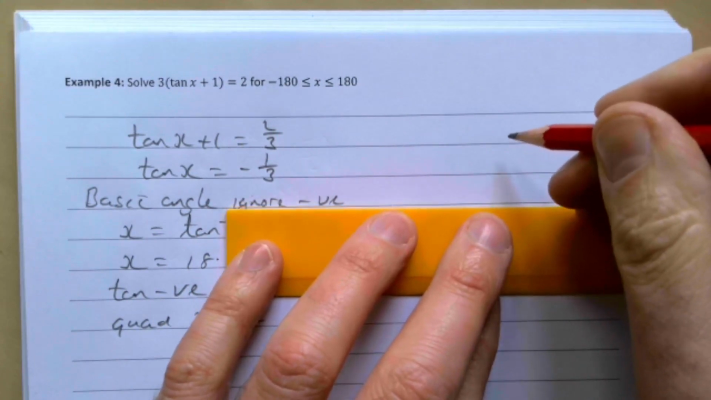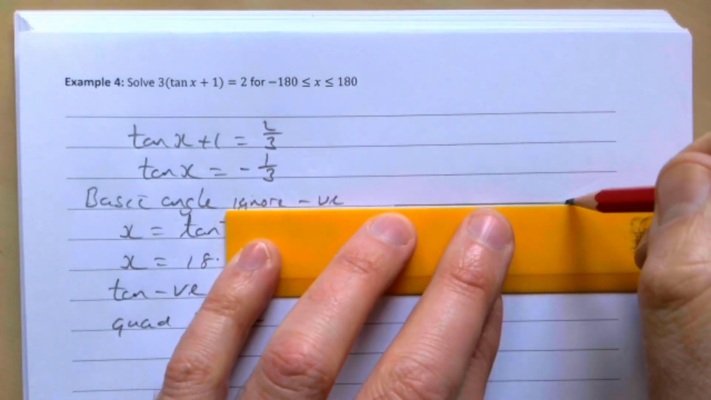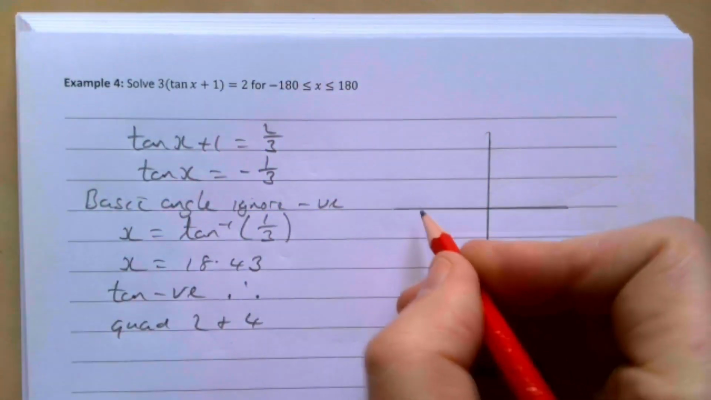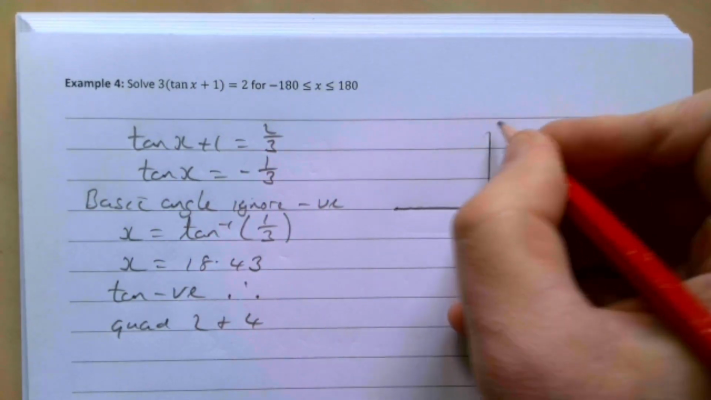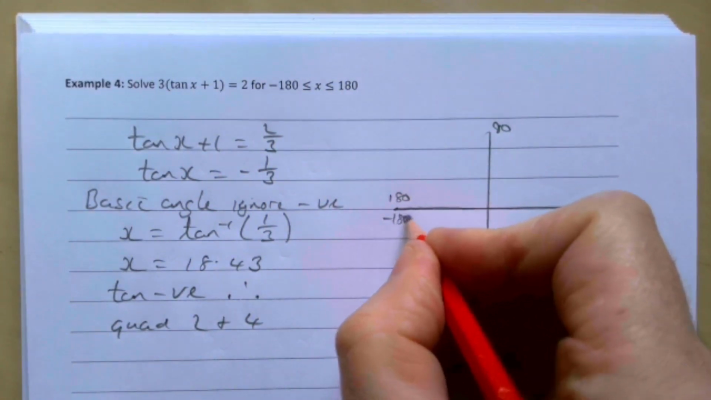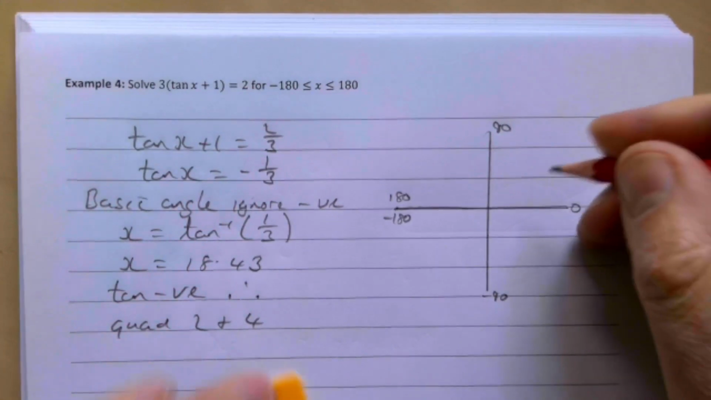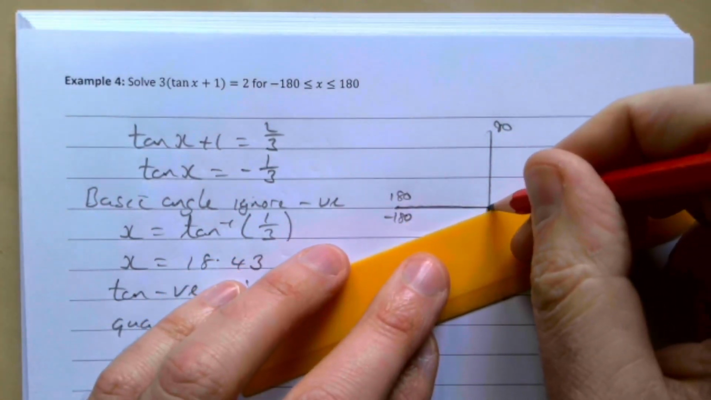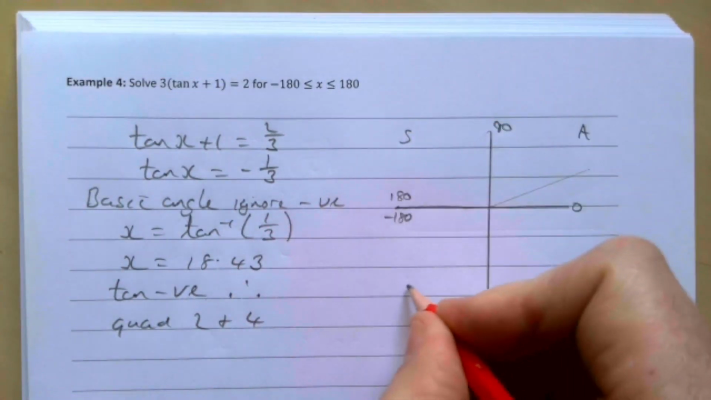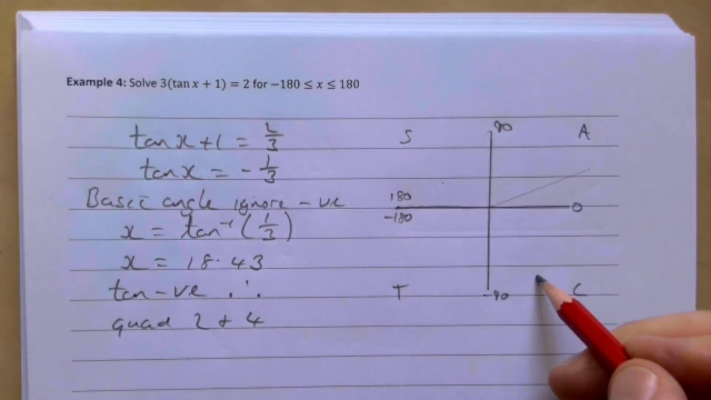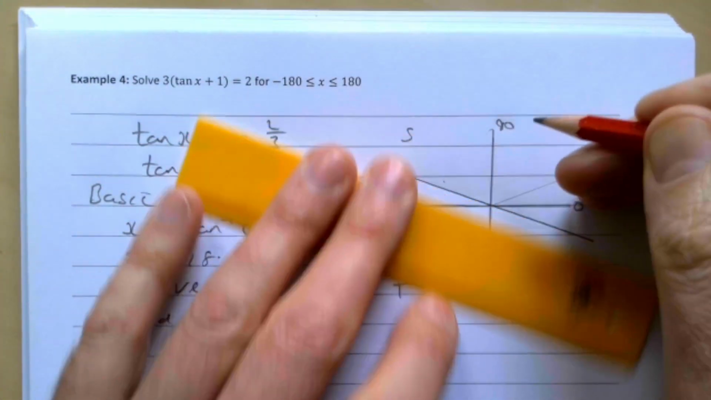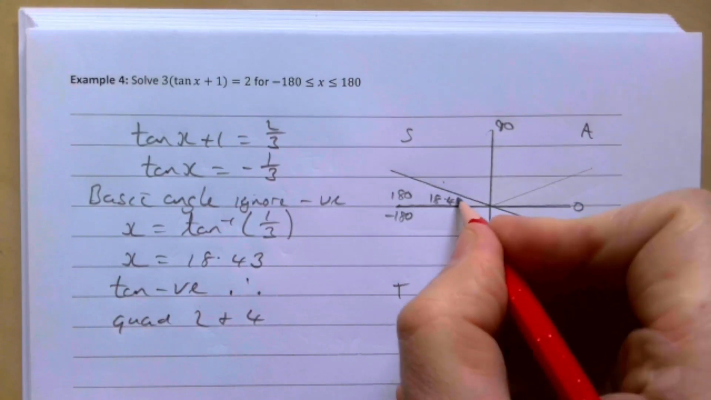So a quick CAST diagram. This time I'm labeling the angles very slightly differently, so it will be 0, 90, 180, and here 0, minus 90, minus 180. My basic angle, if I want it in there, not everybody puts this in, is that one there. I don't want that because tan would be positive there. C-A-S-T. So I want it in this quadrant here and this quadrant here. Those are quadrants 2 and 4. So I want that one there, and I want that one there, and that then is 18.43.